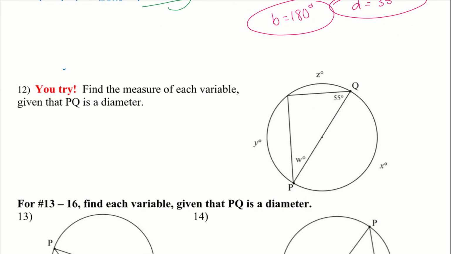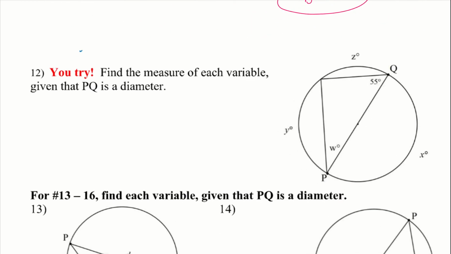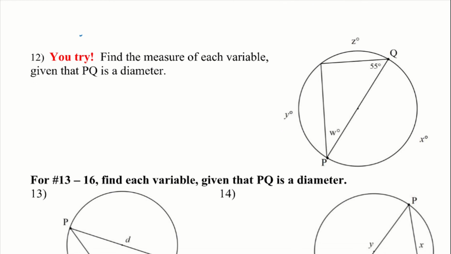Okay, let's take a look at number 12. So I want you guys to try number 12. If you are looking at your notes right now, this image got printed funny. So this image should be here, and we are finding all these different parts of the circle, the arcs and the angles. So go ahead and take a second to draw it out and then find your angles and arcs.